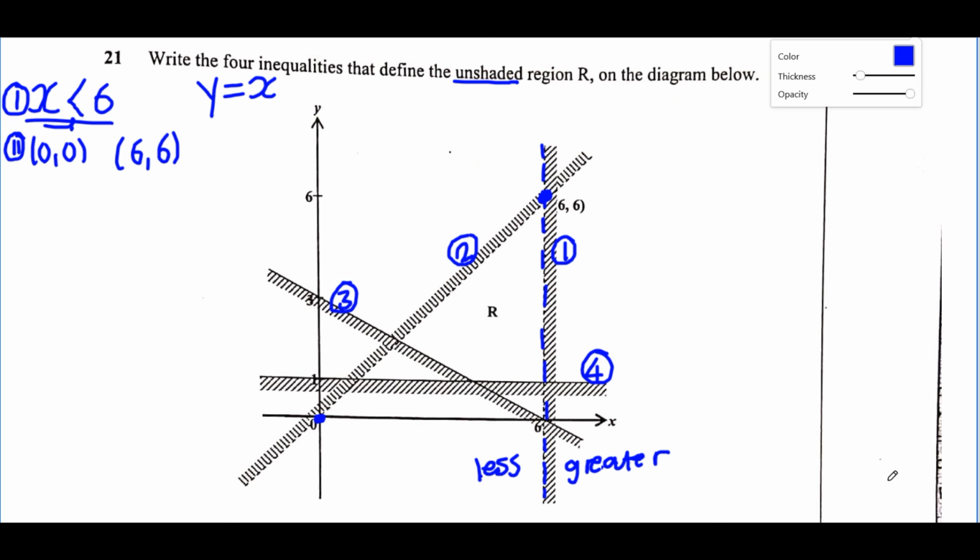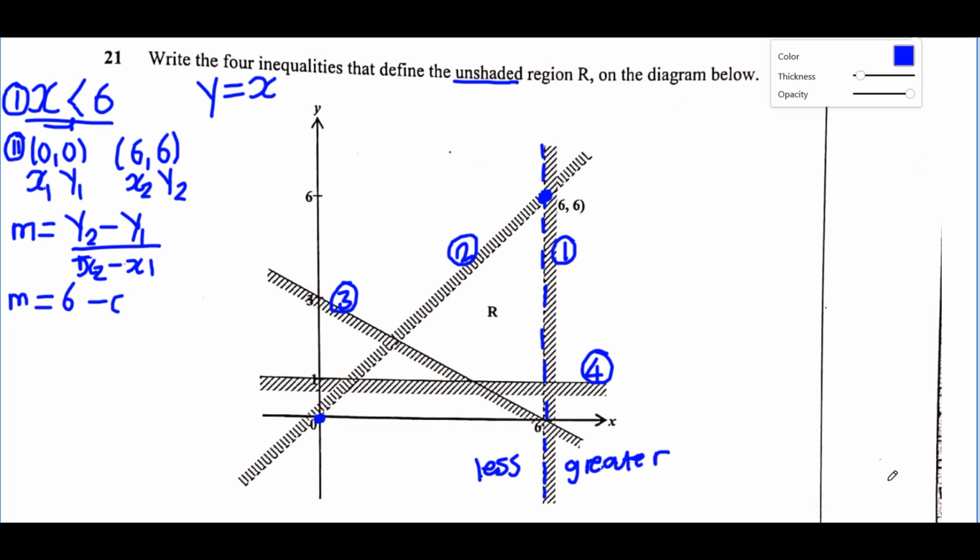What do we mean? Let me show you by calculation. I'm going to consider this one as x1, x2, y1, y2. So step number 1, find the gradient. The gradient is given by rise in the y-axis divided by x2 minus x1. We can just do the substitution. So y2 is 6, minus y1 is 0, over x2 is 6 minus 0. So our gradient is giving us a 1.